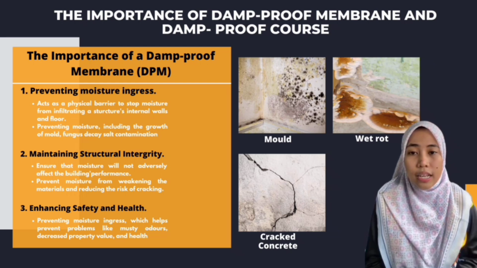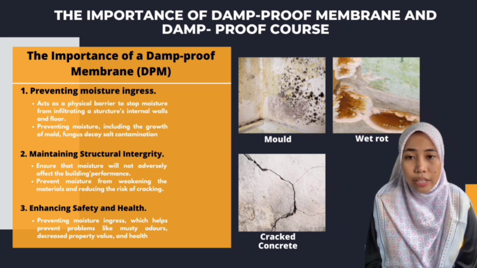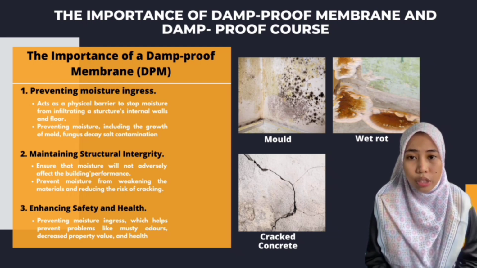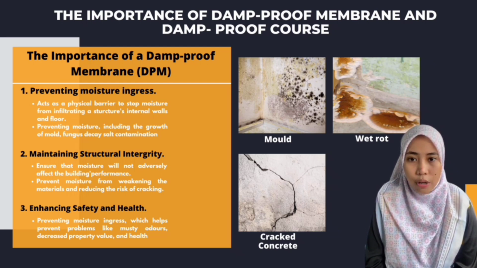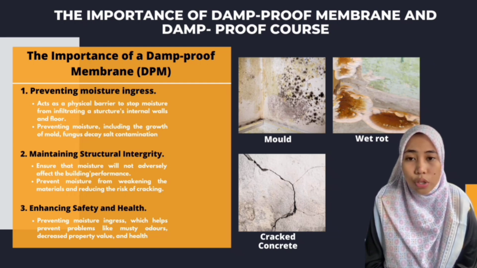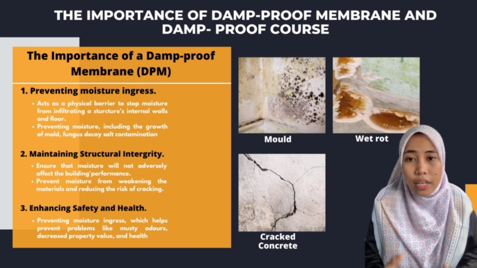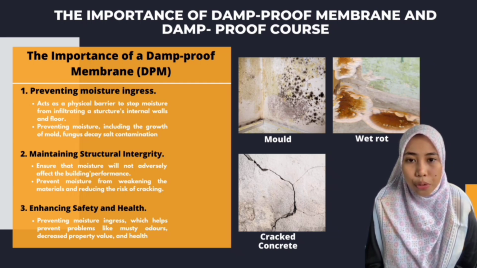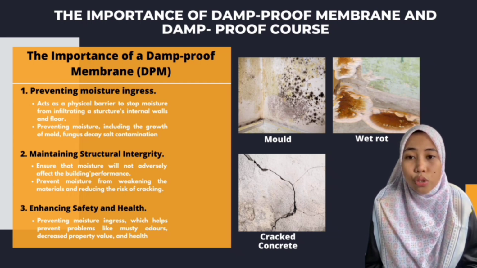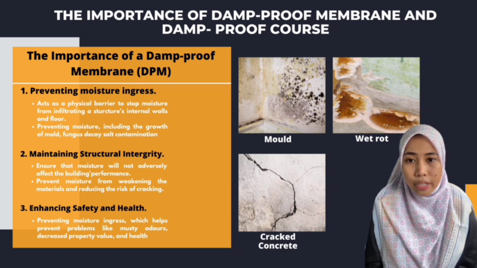Okay, let me explain. The importance of a damp-proof membrane is to prevent moisture ingress. One of the most important roles of the damp-proof membrane in construction is to stop moisture. A damp-proof membrane acts as a physical barrier to stop moisture from infiltrating a structure's internal walls and floor, and also protects against various moisture-related issues. Other than that, a damp-proof membrane also protects the building from a variety of problems by preventing moisture, including the growth of mold, fungus decay, salt contamination, cracked plaster, discolored walls, and structural issues brought on by dampness.